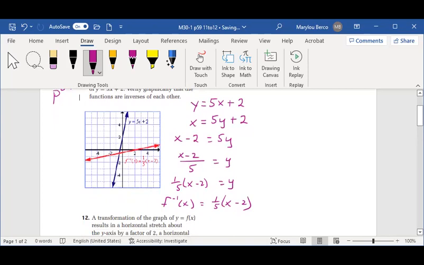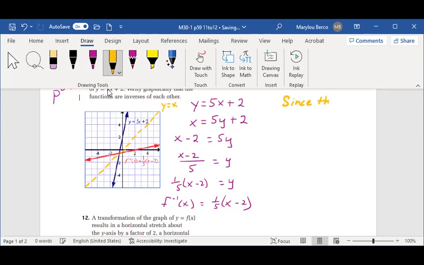Okay, now verify graphically the functions are inverses of each other. Well, basically, I just have to draw the line y equals x. And when I draw that, I can see that they are reflections of each other in the line y equals x. So the functions are inverses of each other. So I guess you better write that out in case you have a diploma question like this.